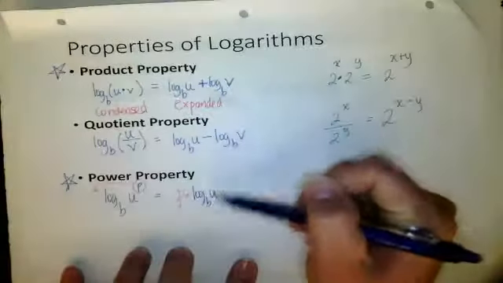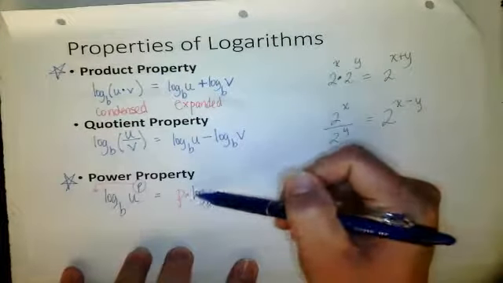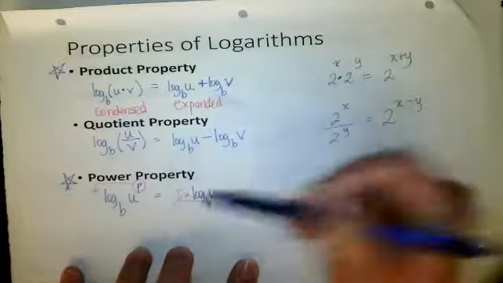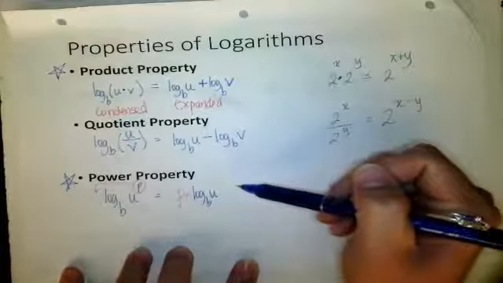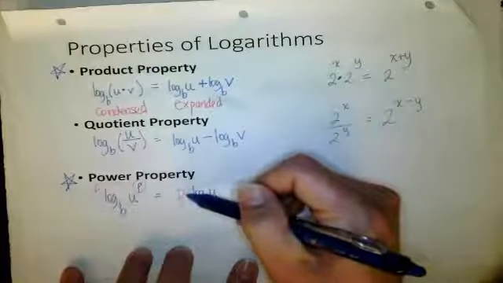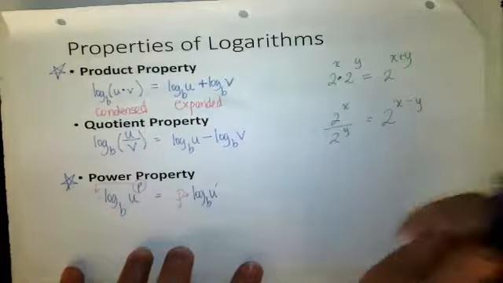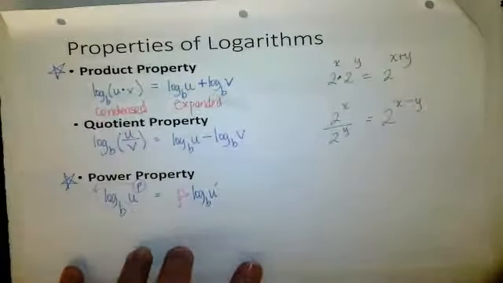The same goes the other direction. If you see a number in front of a log, you can also move it back up to its power position. And sometimes we need to do that, okay? So that number in front of a log can go in reverse and return to a power play, okay? Return to its power position.